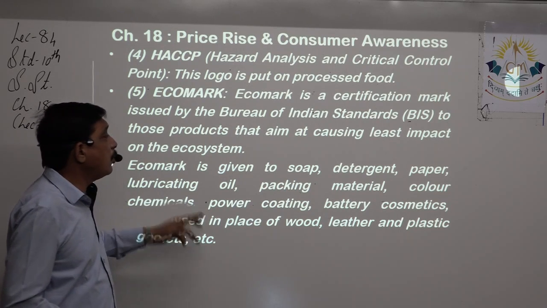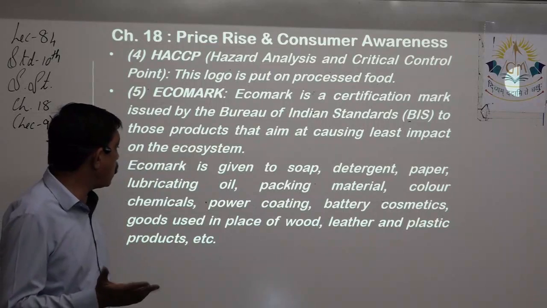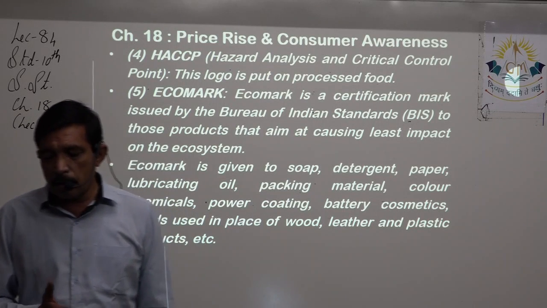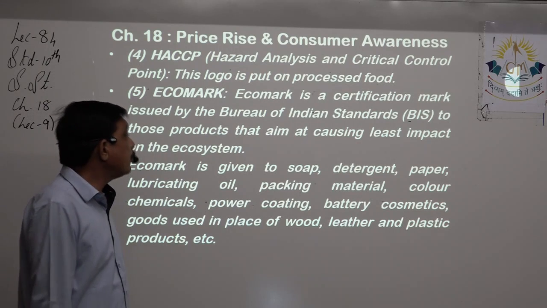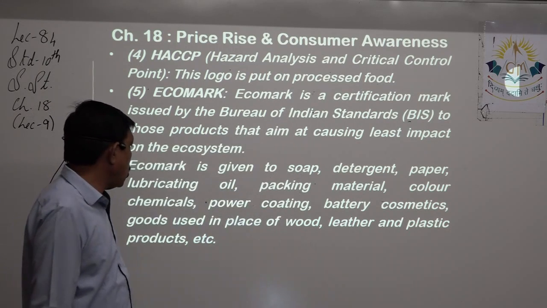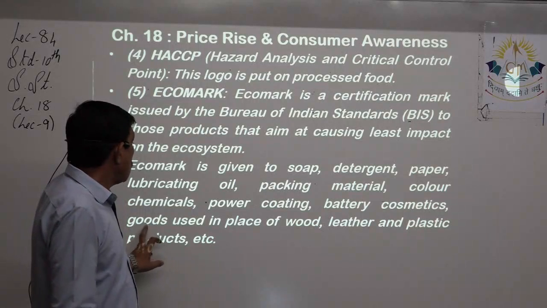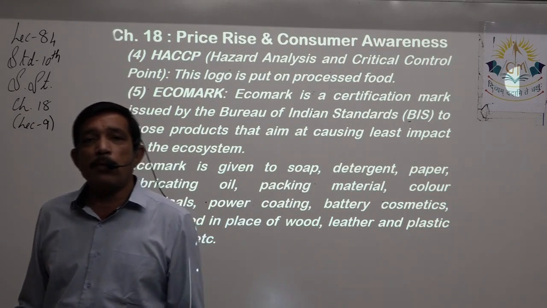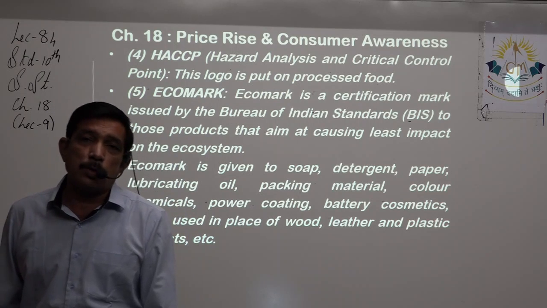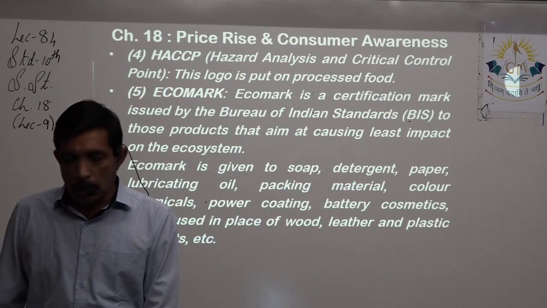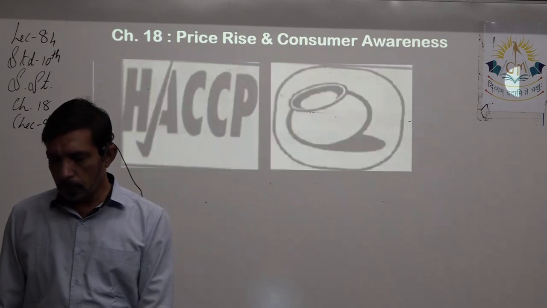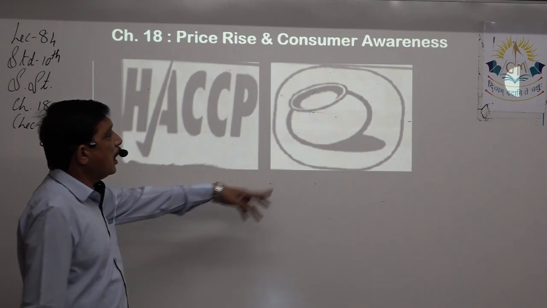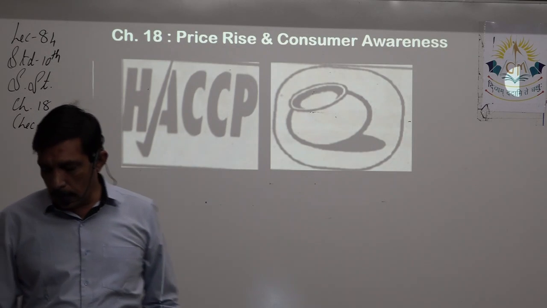Detergent, paper, lubricating oil, packing material, colour chemicals, powder coating, batteries, cosmetics. Battery is separate, cosmetic is separate. Goods used in place of wood, leather, plastic products, etc. Everybody can use EcoMark to show that they are not harming the environment. This is for HACCP, and this is for EcoMark.